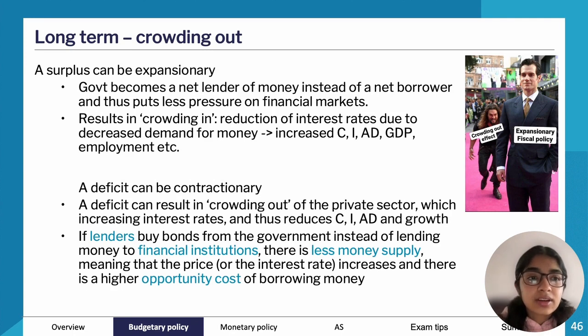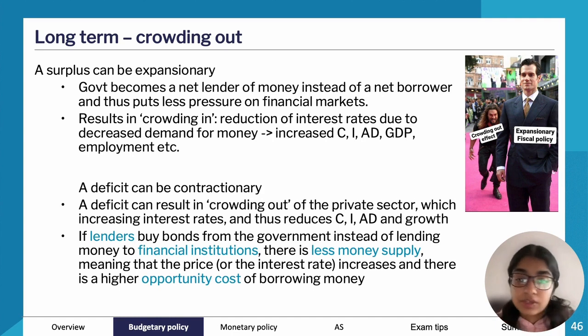Okay, so a surplus can be expansionary. And the reason for that is it's more of a long-term effect. So let's say the government decides, well, we'll have a surplus and our aim is to be contractionary. But in the long term, it can actually have the opposite effect. It can be expansionary. And the reason for that is the government becomes a net lender of money. So if we have a surplus, it means that the government tends to lend money to other places, other institutions, right? So instead of being a net borrower, it's a net lender.